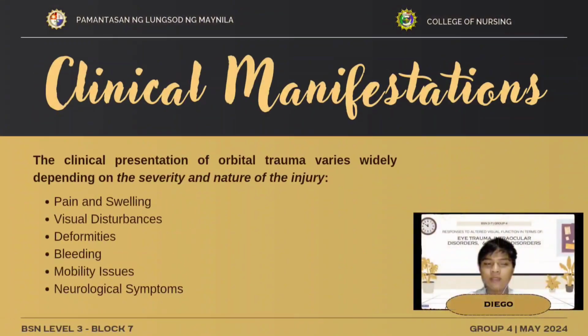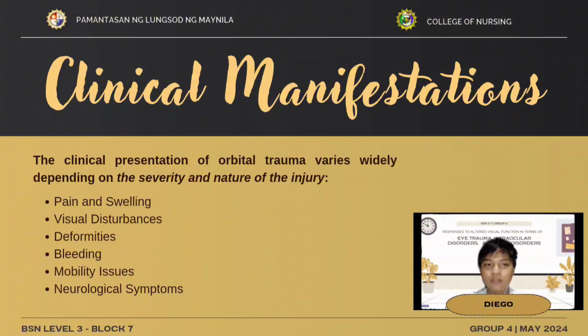So, for clinical manifestations, the symptoms of orbital trauma can vary widely depending on the severity and nature of the injury. So, number 1, pain and swelling. Immediate severe pain, swelling, and bruising around the eye. Number 2, visual disturbances like blurred vision, double vision, or loss of vision. Number 3, deformities such as visible deformity around the eye or displacement of the eyeball.